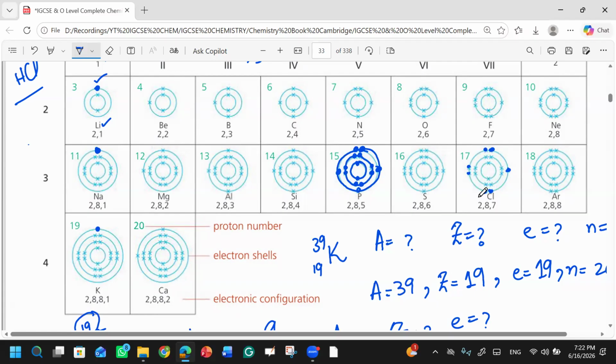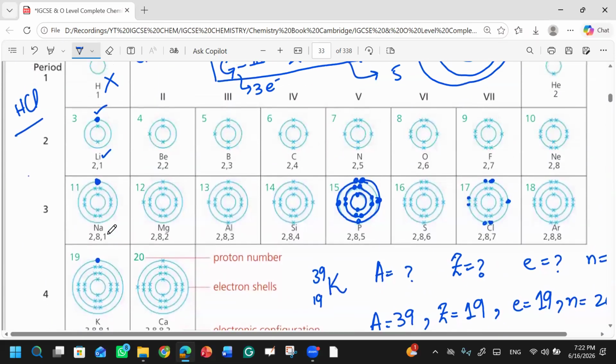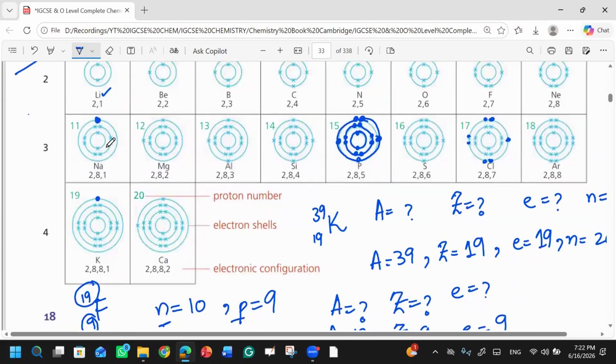In this case, what is possible for chlorine and what is possible for sodium? I am not talking about hydrogen, that was a separate case. In hydrogen there was just one electron, that's why it can't lose this electron. But if we see sodium and chlorine, now I am asking you, what is the possibility for chlorine about the outermost electrons?